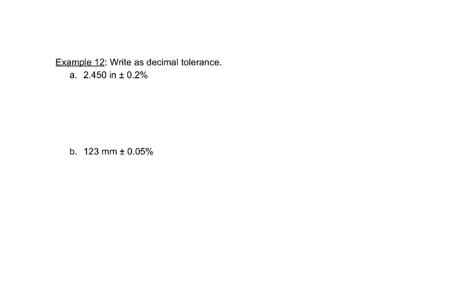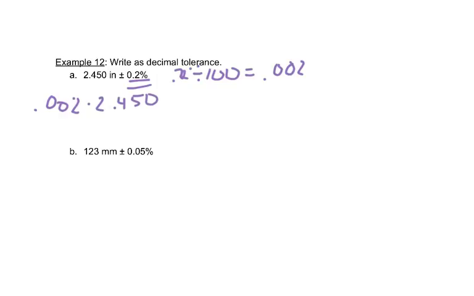Here we'll go the other direction. So here we're given a percent tolerance. We want to write it as a decimal. So we need to change that to a decimal first. So we take 0.2 divided by 100, and we get 0.002. So we'll take that 0.002 and we'll multiply, it's 0.002 of 2.450. We get 0.0049.